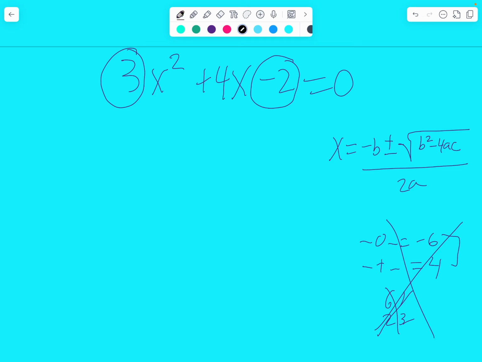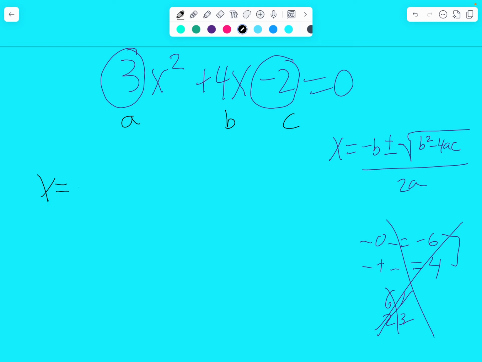So what I want you guys to know is that the number that is with x squared is known as a. The number with the letter that's not raised to the second power is known as b. And the number by itself with no variable at all, no letter, is c. So let's plug it in.